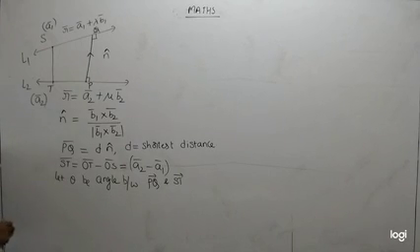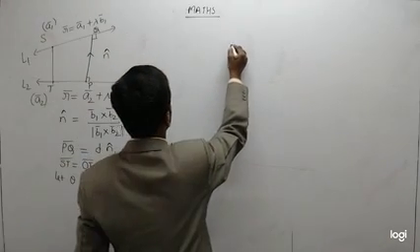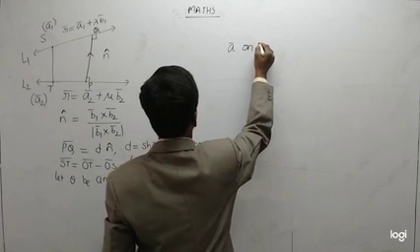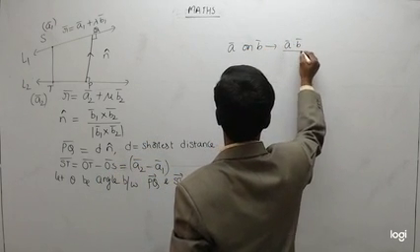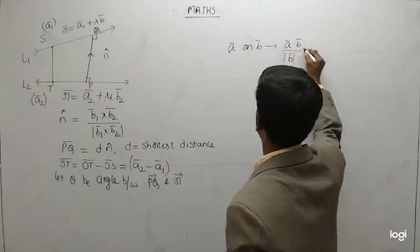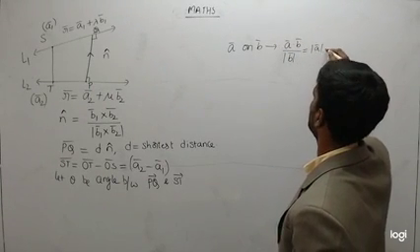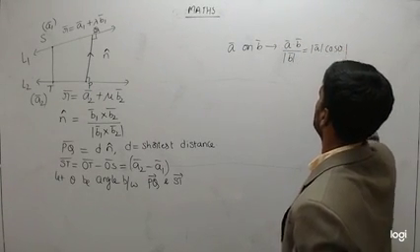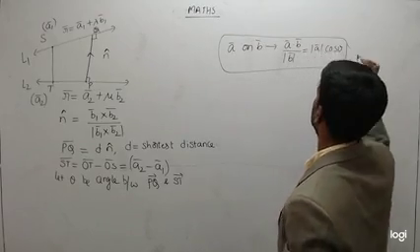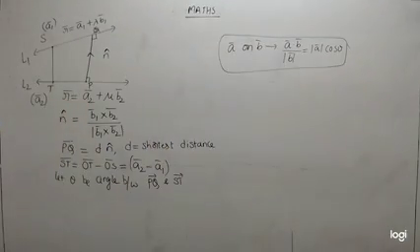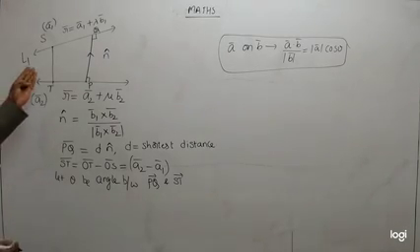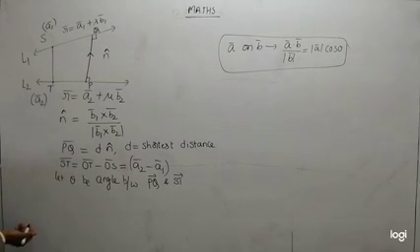So what is the projection of A bar on B bar? We can use A bar dot B bar by mod B bar, or you can use mod A bar into cos theta. Theta is the angle between A bar and B bar. That is the projection of A bar on B bar. So now the shortest distance is the projection of ST on PQ.